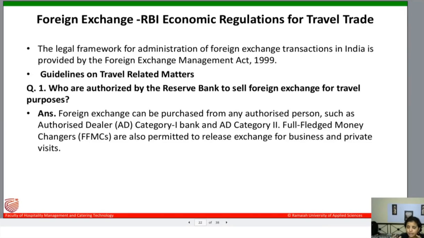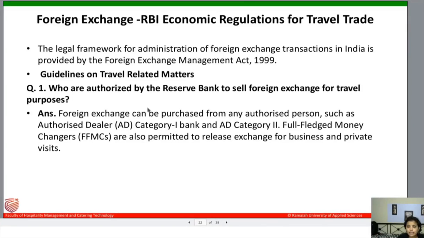So in India, it is under the purview of RBI, that is Reserve Bank of India, and Reserve Bank of India has its own regulations for travel trade. The one thing which a tourism professional or a person who wants to understand tourism business needs to know is that foreign exchange travel comes under the Foreign Exchange Management Act, that is called FEMA, which was introduced in 1999.